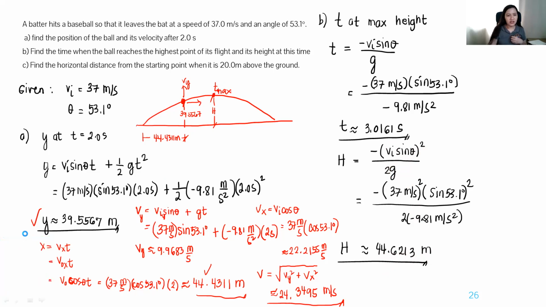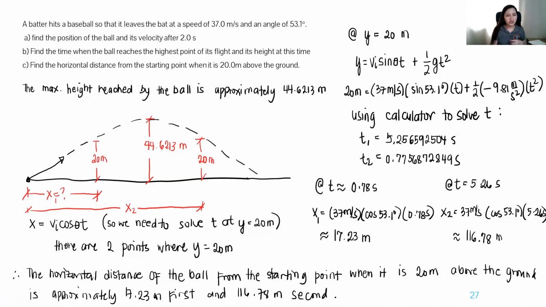So, next, letter C. We are to find the horizontal distance from the starting point when it is 20 meters above the ground. So in the previous letter B, we were able to find out that its maximum height is 44.6213. So meaning 20 meters, okay, it's almost halfway. So there are two points where it is 20 meters above the ground, while it is still going up or when it is already coming down. So we need to solve what the horizontal distances are.